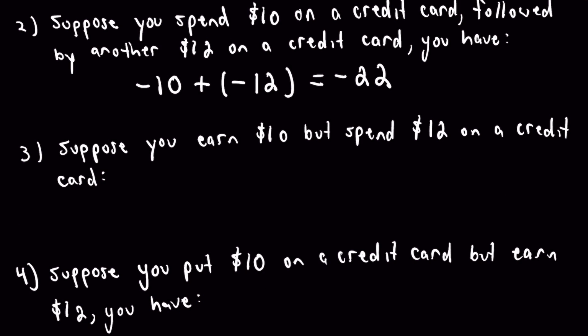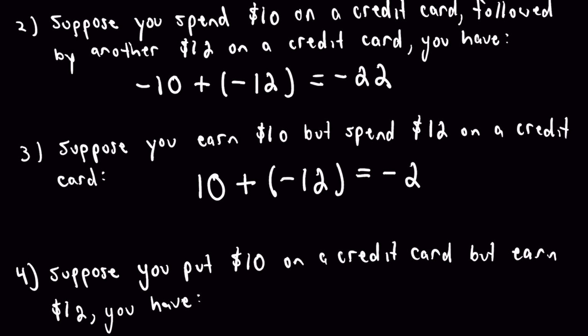So part three, suppose you earn $10. All right, so I've got $10 that I made, but I spend $12. Well, how much money would you have or would you owe? Well, I've got 10, but I spent 12. That means I've got negative $2. I owe $2.